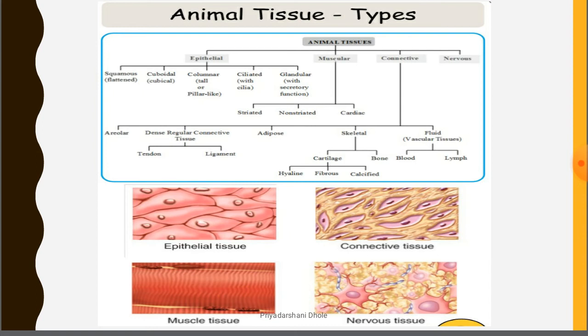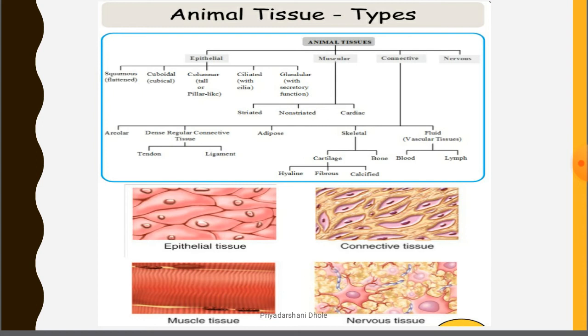Squamous, which is flattened; cuboidal, which is cube-like; columnar, which is tall or pillar-like; ciliated, having cilia at the free end. Then glandular, which are secretory in function. Second is the muscular tissue. There are three types of muscles: striated, non-striated, also called smooth, and cardiac.